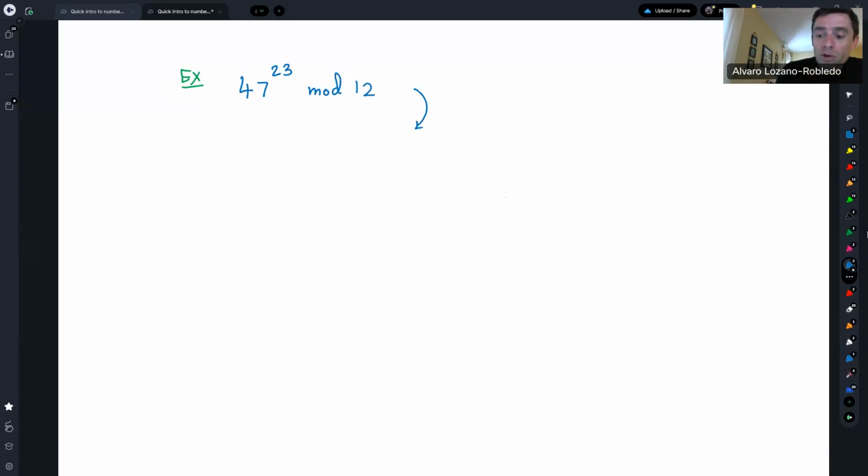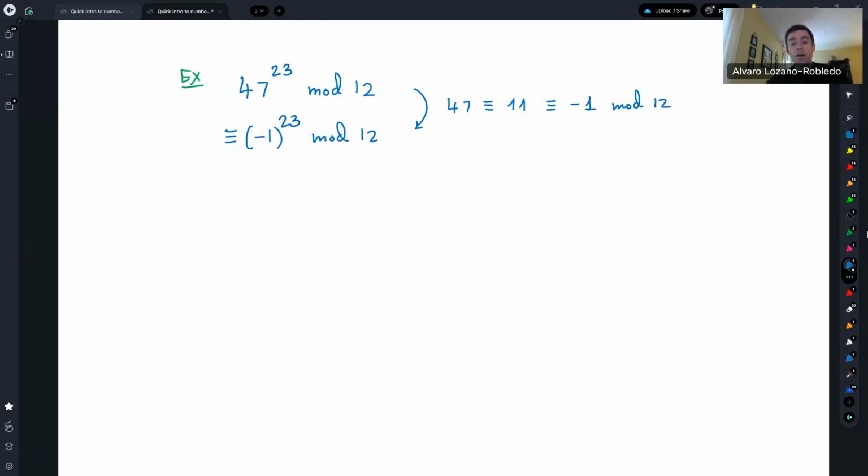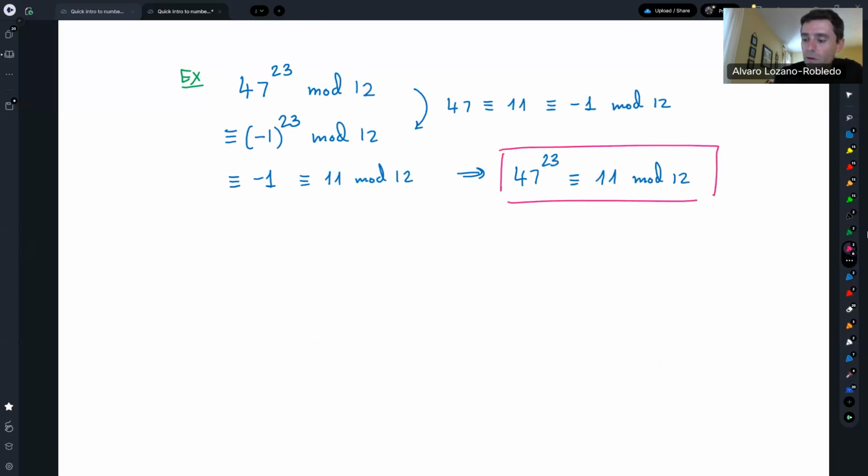But what I'm going to use here is that 47, I know, is congruent to 11, which is congruent to -1 modulo 12. And that's going to tell me that this is the same as doing -1 to the 23rd power modulo 12. But -1 to an odd power is -1, and -1 is congruent to 11 modulo 12. So what this tells me is that 47 to the 23rd, when I divide by 12, the remainder is 11. So you see, at least we'll see other methods to compute powers very quickly using congruences, but in here I used this trick to come up with something very quickly.